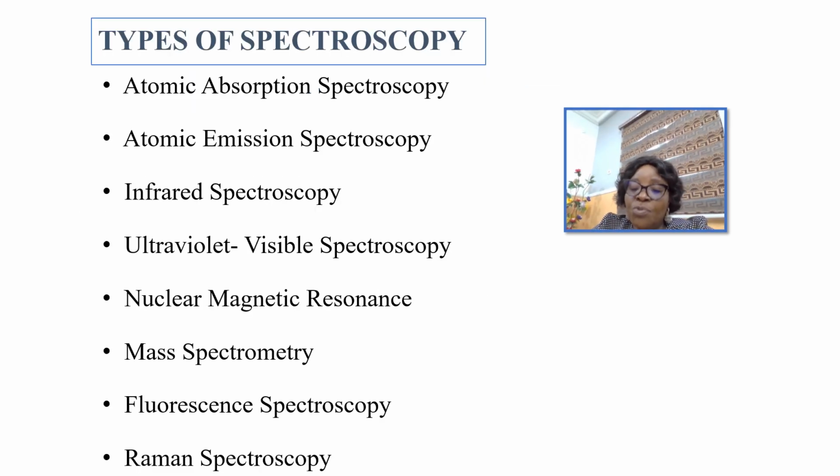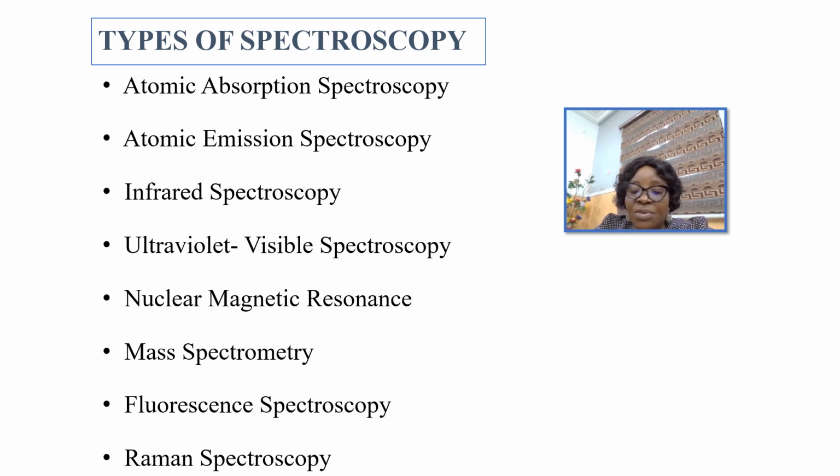Types of spectroscopy. We have different types of spectroscopy. We have atomic absorption spectroscopy, which measures the absorption of light by atoms. We have atomic emission spectroscopy that measures the emission of light by atoms. We have infrared spectroscopy. It measures the absorption of infrared radiation by molecules. We have ultraviolet spectroscopy. It measures the absorption of ultraviolet and visible radiation by molecules.